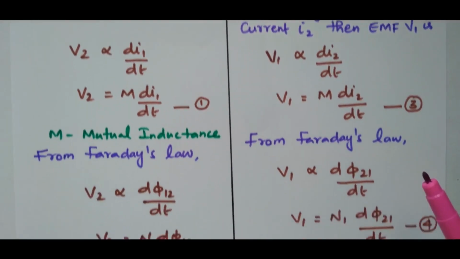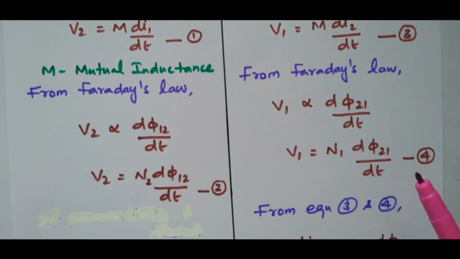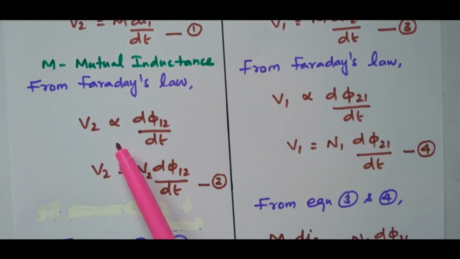From Faraday's law, what is V2? V2 is directly proportional to dφ12 divided by dt, the flux in the second coil. While equating, we introduce the constant, the number of turns in the second coil, because φ12 depends upon the number of turns. So V2 equals N2 dφ12 divided by dt. This is equation number 2.